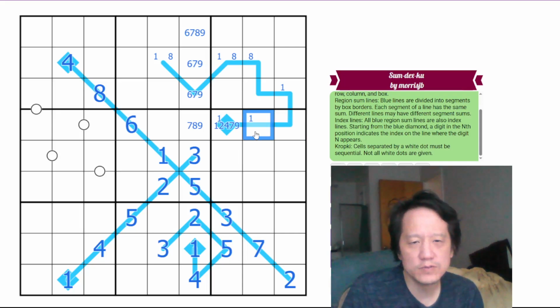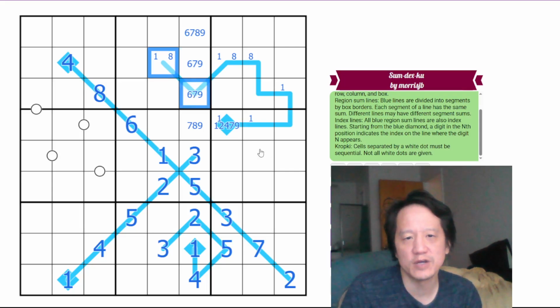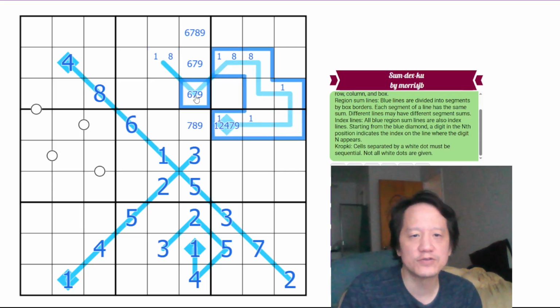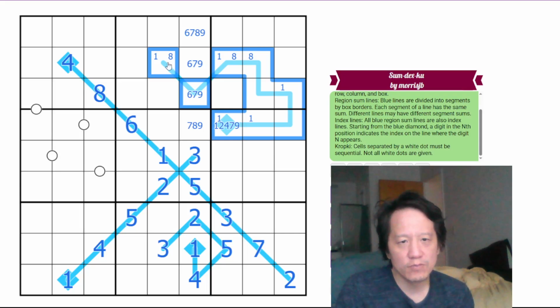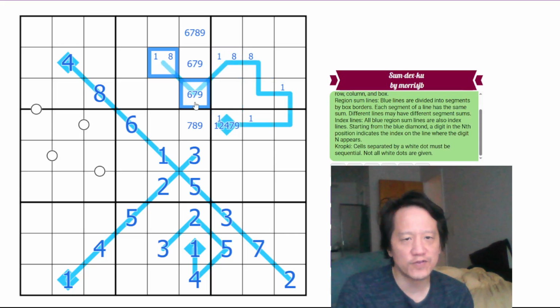Okay. These 3 digits add up to what these 4 digits add up to, which is what these 2 digits add up to for the region sum line. And it's 9 in length, so it must add up to 45. So these 2 digits must add up to 15.